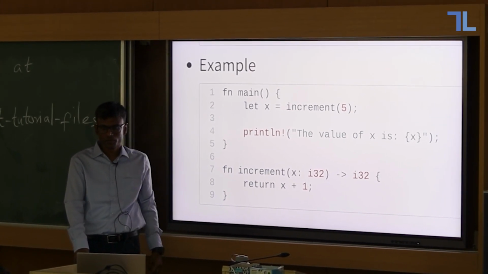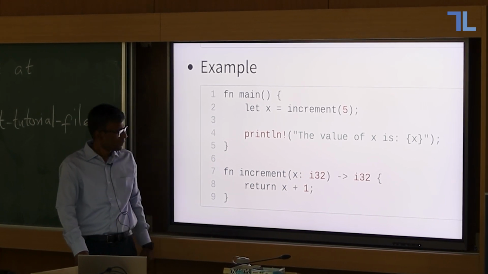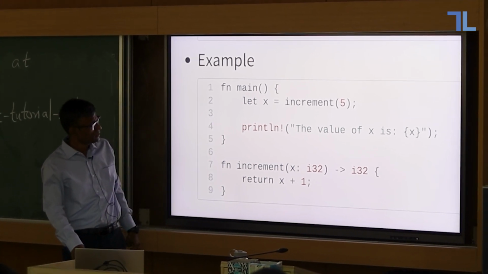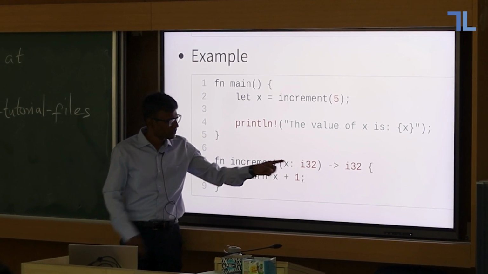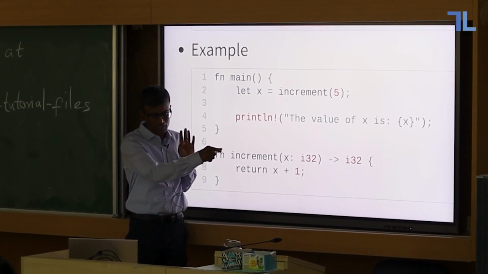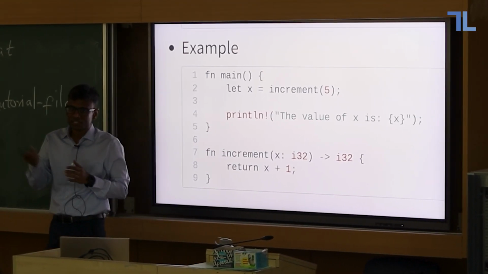What is the type of tree? For instance, if x was an array, then it will show the square brackets and the type of the inside.